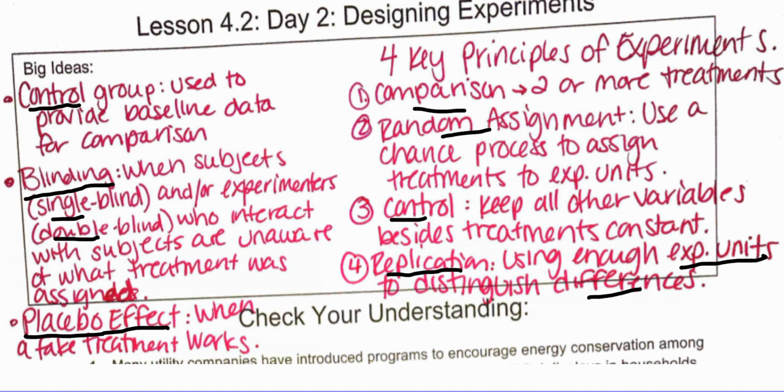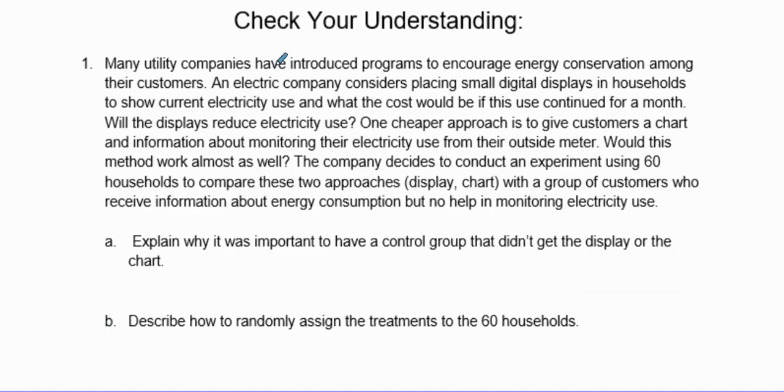All right, so here are the notes, okay, if you jot those down, and we're going to go to testing this out and using check your understanding by going through an example now. So many utility companies have introduced programs to encourage energy conservation among their customers. An electric company considers placing small digital displays in households to show current electricity use and what the cost would be if this use continued for a month. Will displays reduce electricity use?